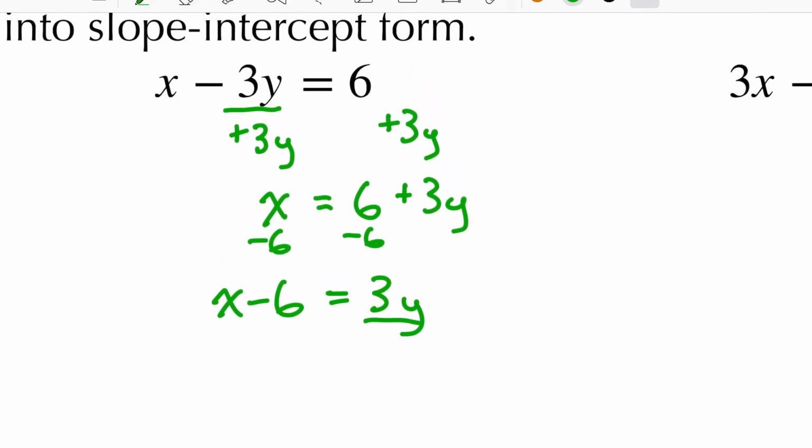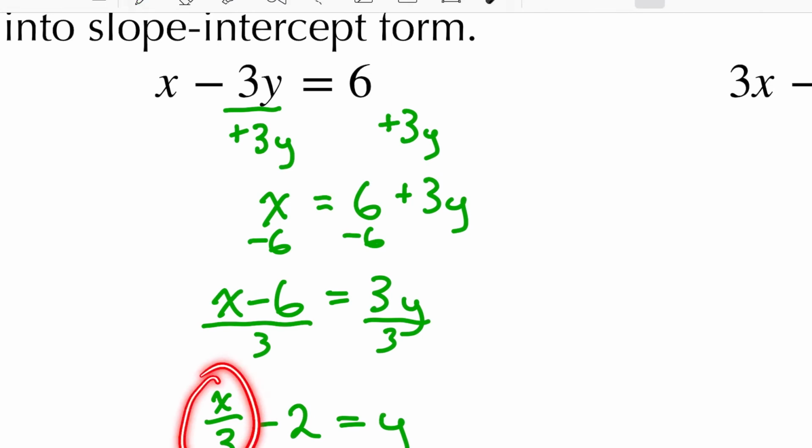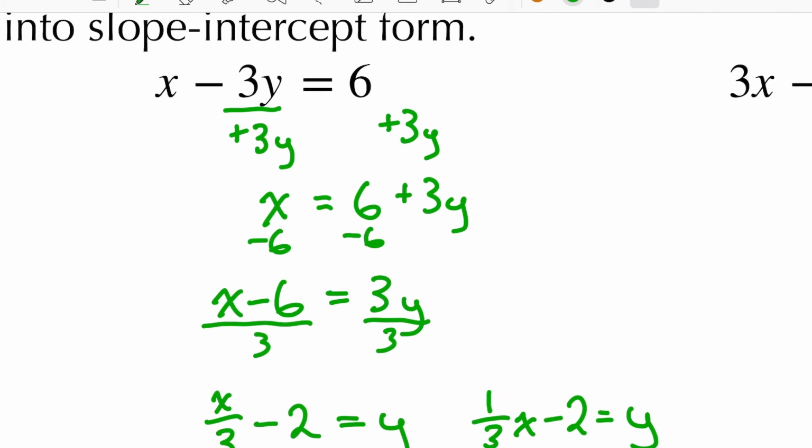Now, finally, I have to divide by 3, and I have to divide everything by 3. So I'm going to get x over 3 minus 2 is equal to y. Now, this is y equals mx plus b form. The only thing is, we don't like this guy right here like this. We want to change that around a little bit. So we take the x out of the fraction. And x divided by 3 is the same thing as saying 1/3 x minus 2 is equal to y. Now this is much easier to see. You can see that 1/3 is our slope and minus 2 is our y-intercept.